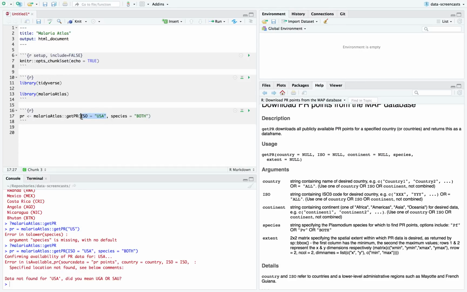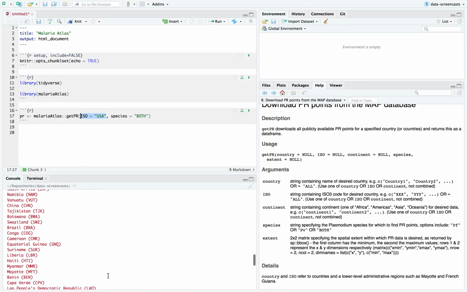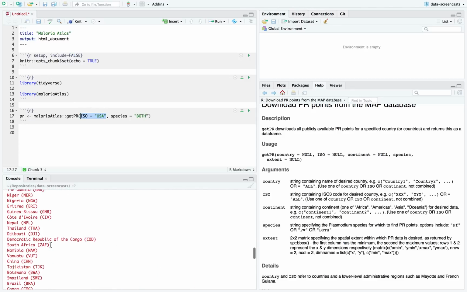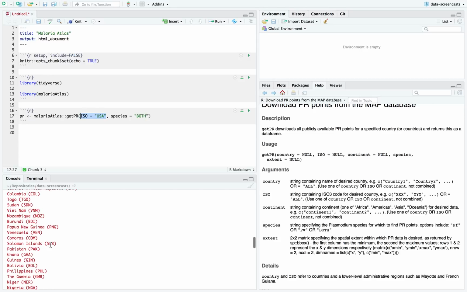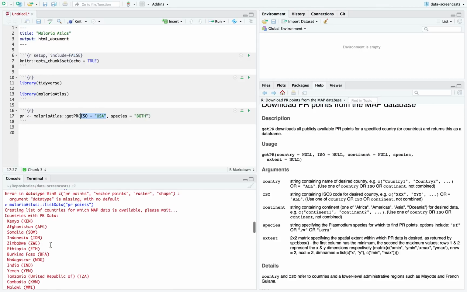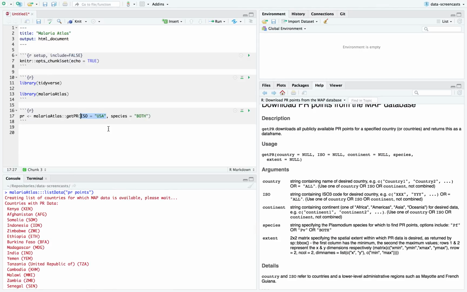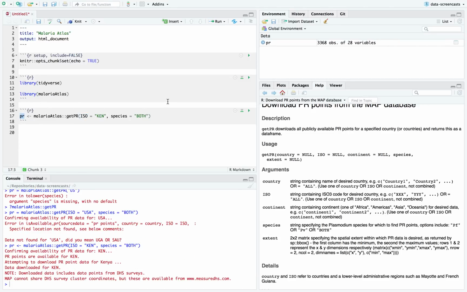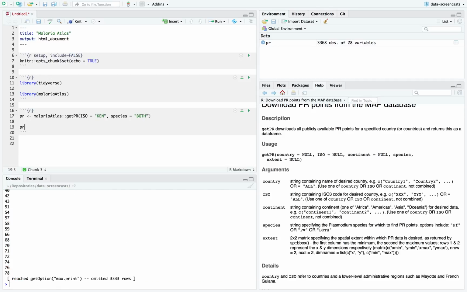Okay. I don't know how to get it for the US. Let me see. The US isn't in the data set. Probably doesn't have high rates of malaria. So I could try another country. Okay, let's start at the top. Let's go with Kenya. PR points are available for Kenya. All right, what is the class of this? It's a data frame, a particular type of data frame it looks like.